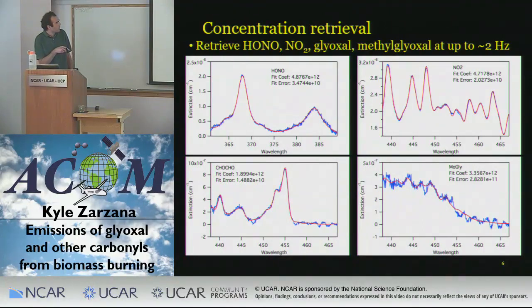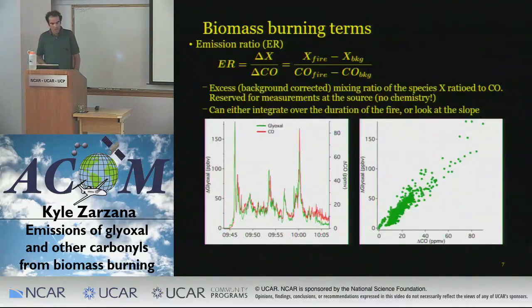So this is HONO from the UV channel, this is NO2 from the blue channel, Glyoxal from the blue channel, and Methylglyoxal from the blue channel. So because we're using the whole wavelength range, we get a very specific, very selective measurement, and with that path length, it's very sensitive. So I'm going to be talking about biomass burning in this, and I want to cover a few biomass burning terms that might not be familiar to everyone.